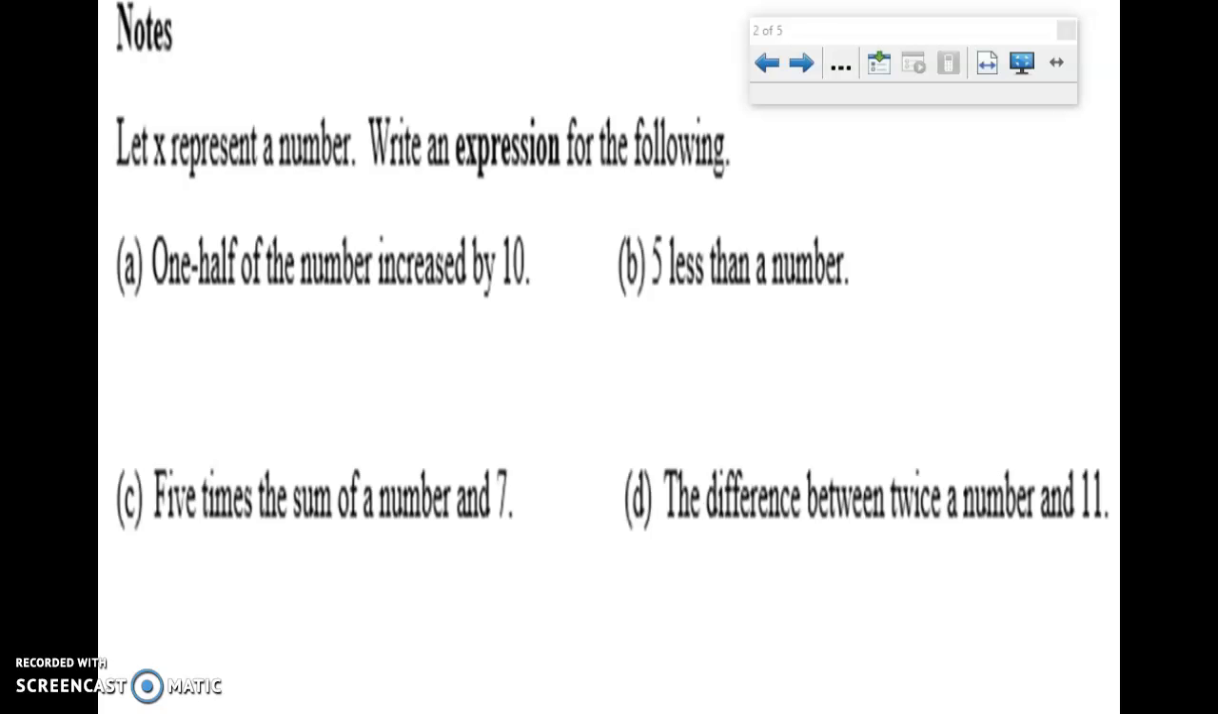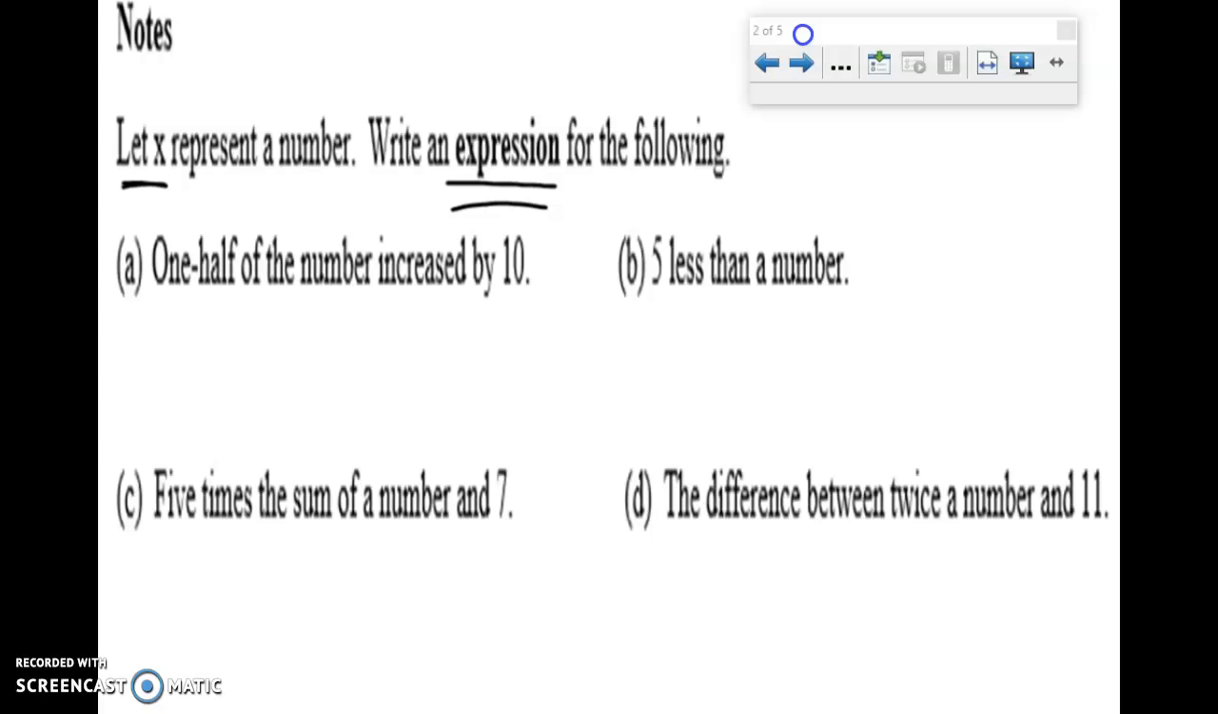But here's the important part. The let statement says to let x represent a number. So we're going to use x for all of these. Kind of boring, and we're only going to do expressions to get things going here, okay? I'm going to start it off kind of easy and then build your confidence, and then we'll get to the more difficult things. So the first one says 1/2 of the number increased by 10.